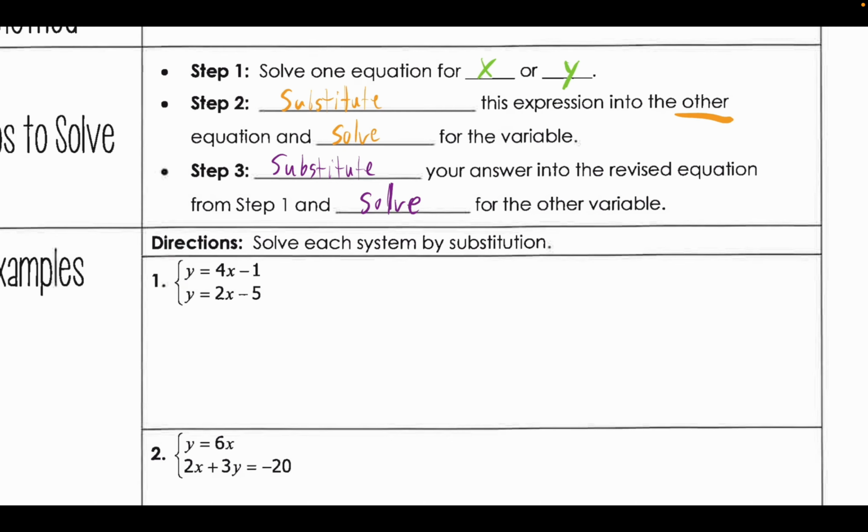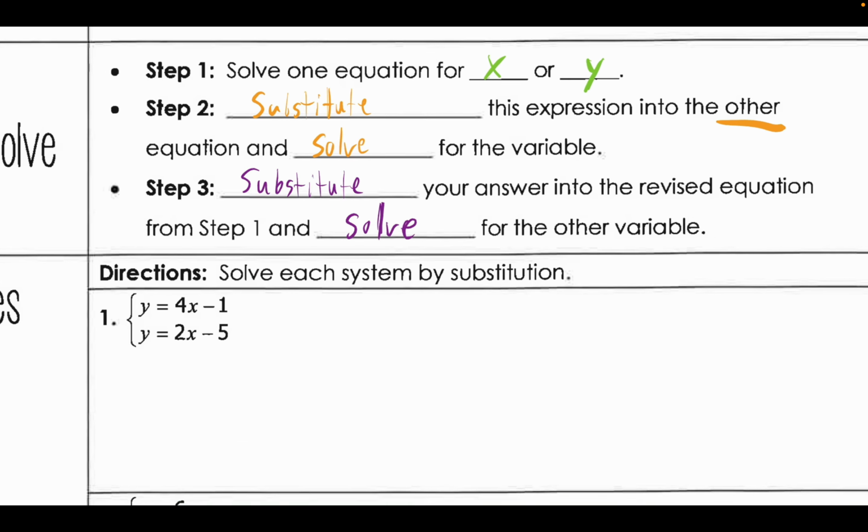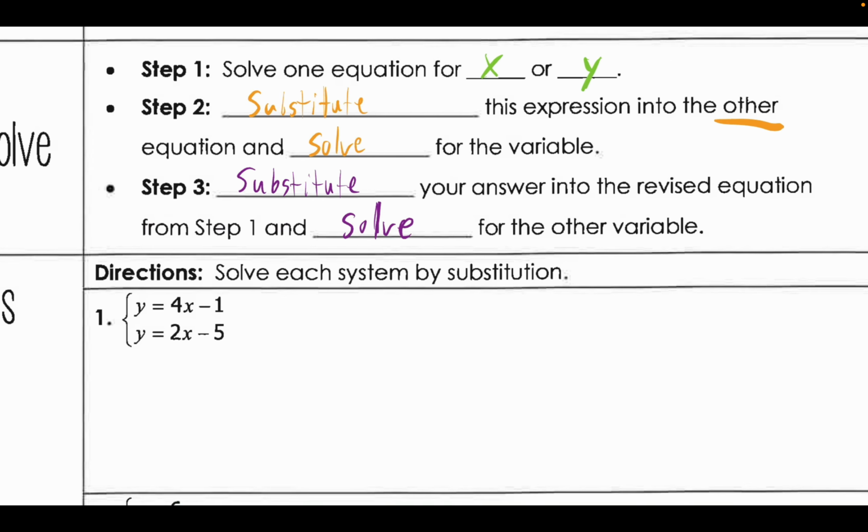And we said that step 1 was optional, or not optional, but only occurred sometimes. It's needed when an equation is not solved for x or y, when we don't have at least one equation solved for a variable. And here both equations are solved for a variable, both are y equals everything else, so we do not need step 1. So we move on to step 2, where we substitute the expression into the other equation and solve for the variable.